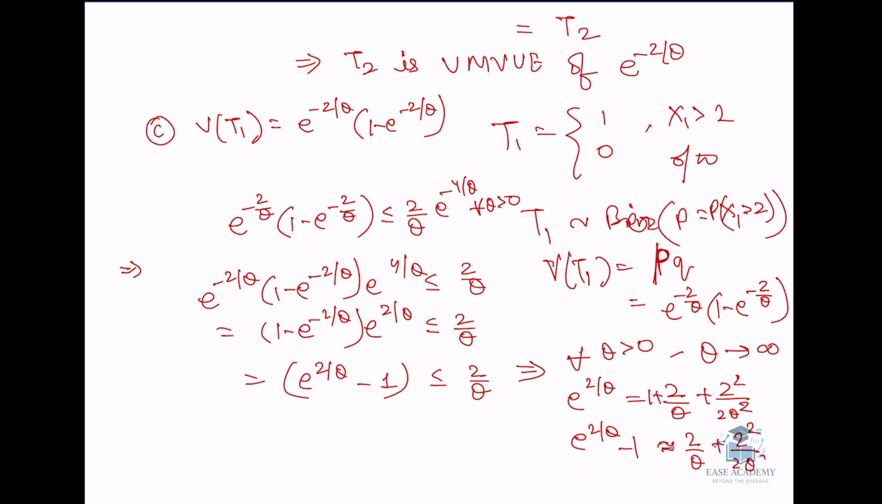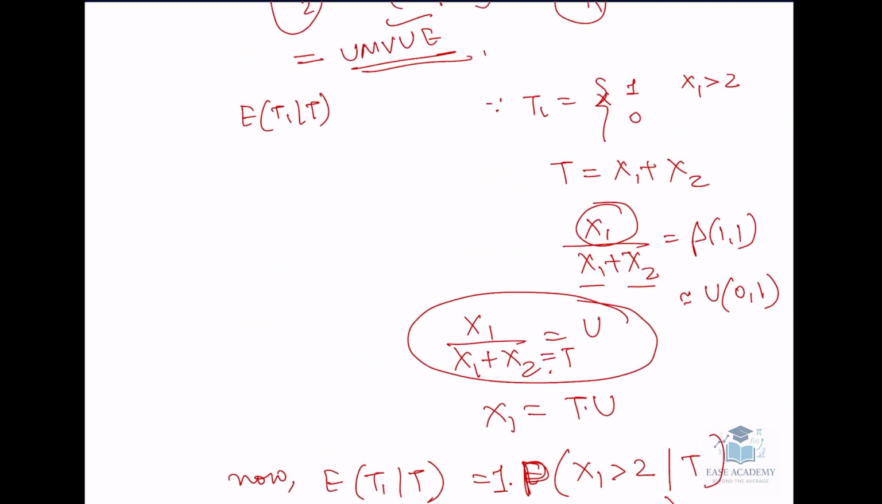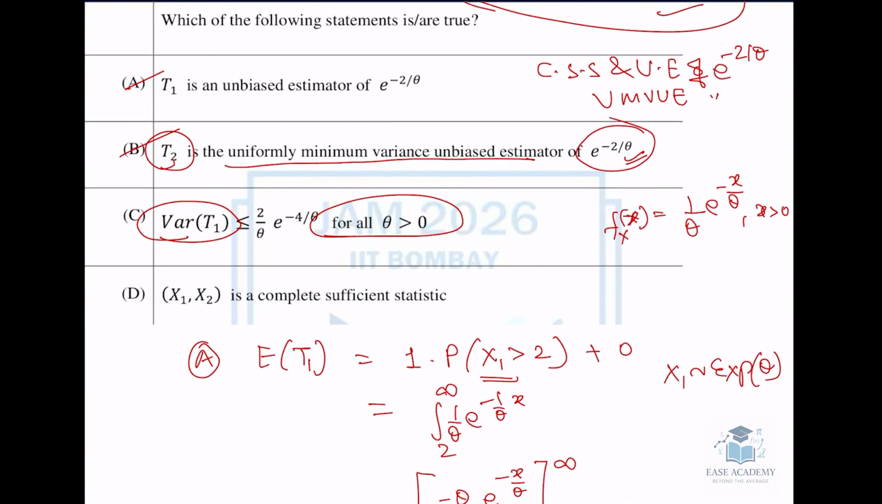That means e to the power 2 by theta minus 1 is nothing but almost 2 by theta plus 2 square by 2 theta square. So clearly from here we can say that e to the power 2 by theta minus 1 is 2 by theta plus some positive quantity. That implies e to the power 2 by theta minus 1 is greater than 2 by theta. That means option C is wrong. So here C is wrong.